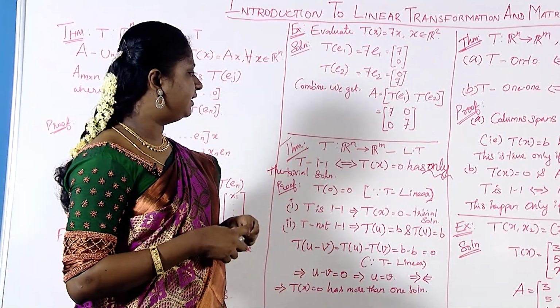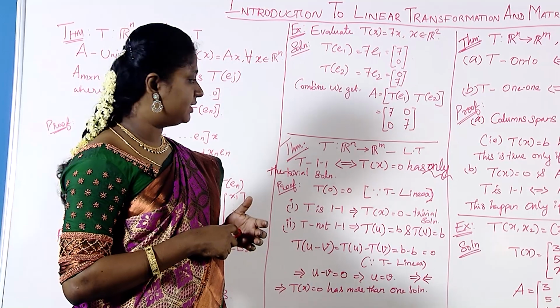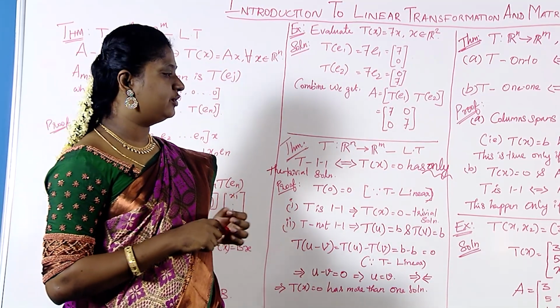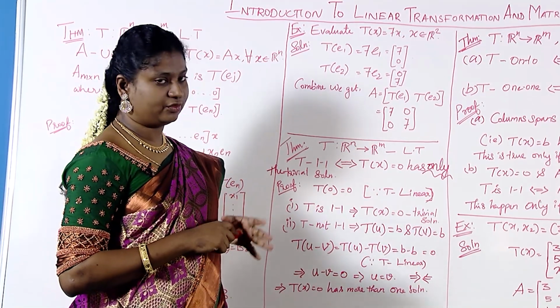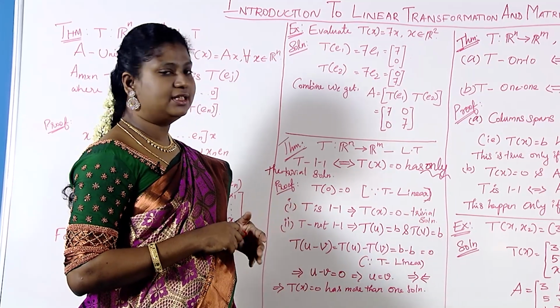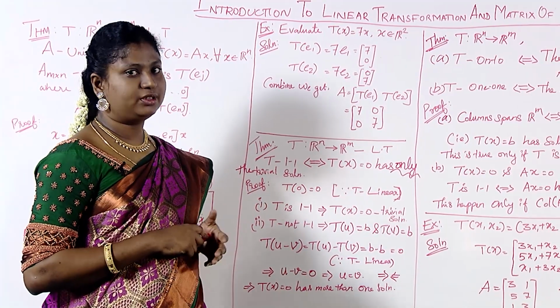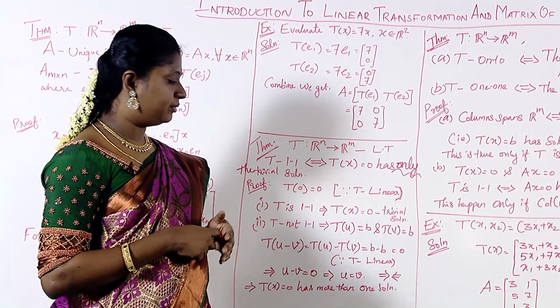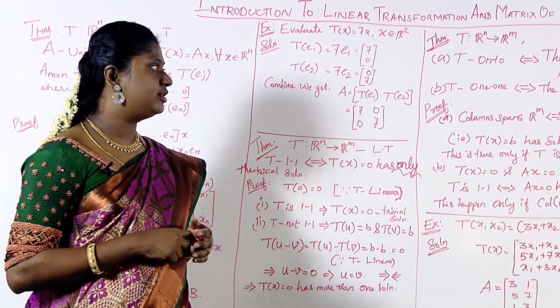So, from the previous theorem we have proved that if it is 1, then T of x equal to 0 has only one solution, that is trivial. If T of x equal to 0 has only one trivial solution, then T is 1. We proved that first by taking T is 1 and next by taking T is not 1.